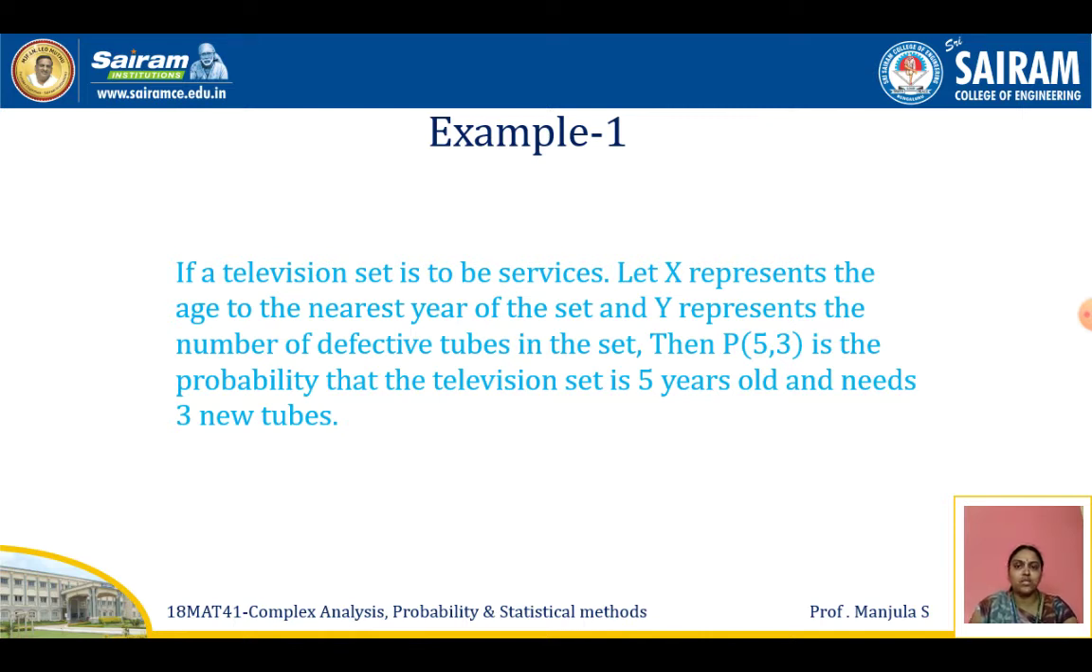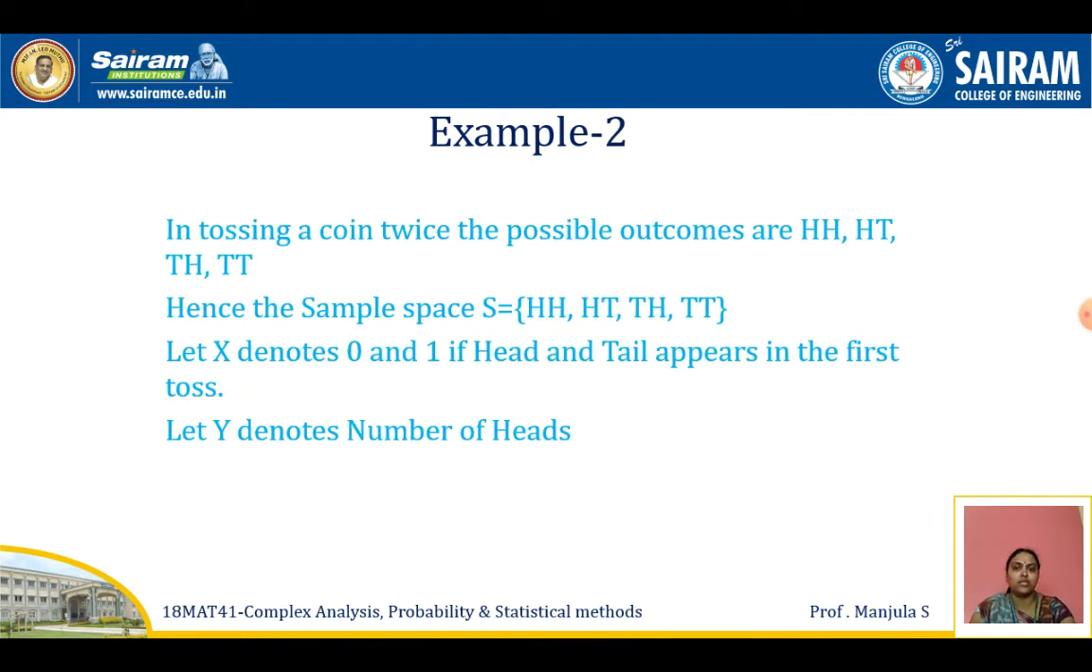For example, just see here, if a television set is to be serviced, let x represent the age to the nearest year of the set and y represent the number of defective tubes in the set. Then we can write this joint probability as P of 5, 3, which is the probability that the television set is 5 years old and needs 3 new tubes. So 5 and 3, these two are interlinked. So this is what joint probability distribution.